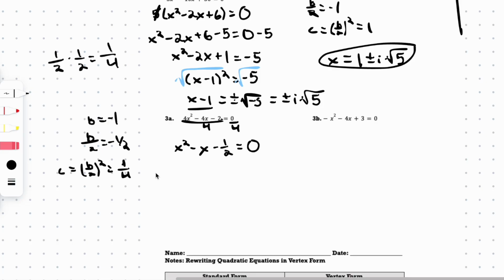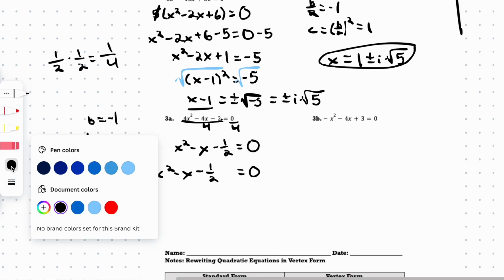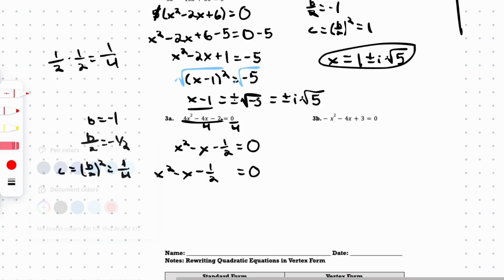So we want to ask ourselves, what value must we add to negative 1/2 to get to positive 1/4? Well, that's going to be 3/4. Okay.